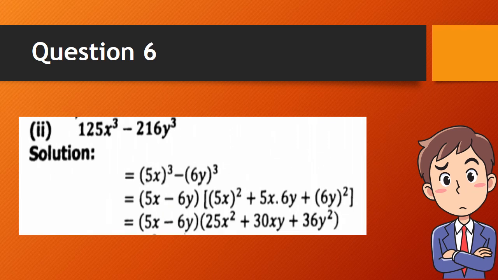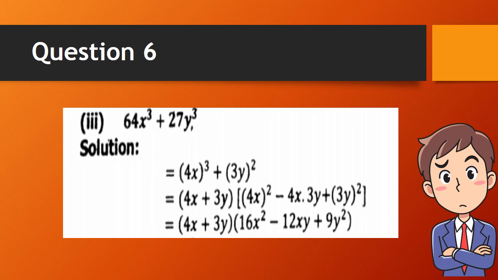In question number 6, you have been given 125x cube minus 216y cube. So from the algebraic formulas you can see that it is completing the formula of a cube minus b cube. a is (5x) whole cube and b is (6y) whole cube. So it will be giving you (a minus b)(a square plus ab plus b square). So you will replace the terms: a is 5x and b is 6y. So you will complete the formula according to the given terms.